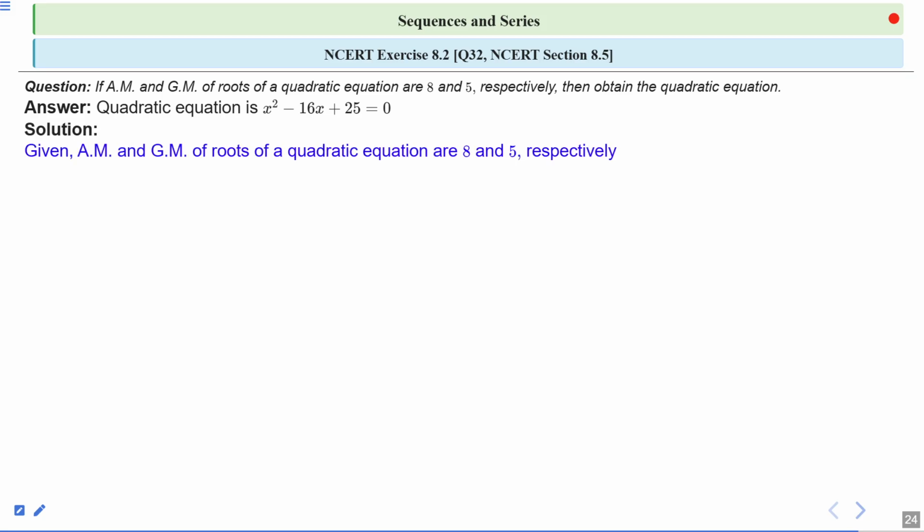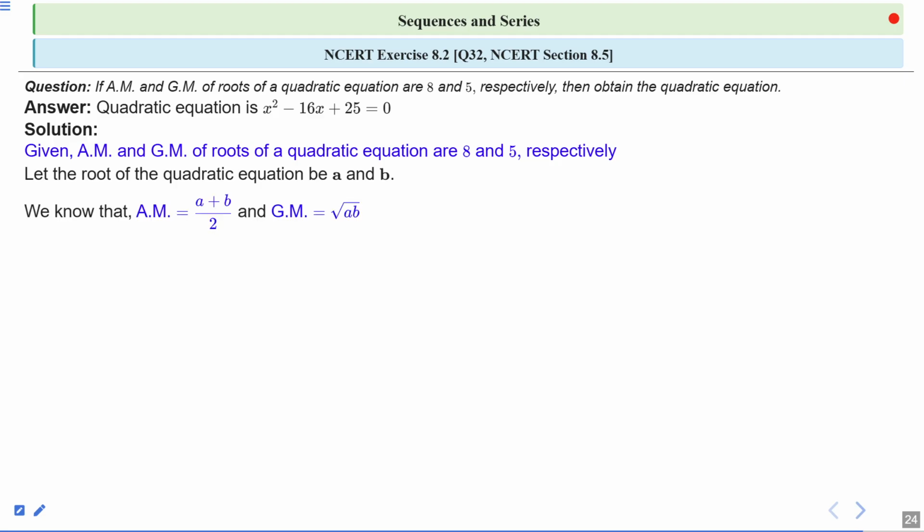So here, given the AM and GM of the roots of a quadratic equation are 8 and 5, we first let the roots of the quadratic equation be A and B. So A and B are the two roots of the quadratic equation. We know that the arithmetic mean of two numbers A and B will be (A plus B) by 2, and the geometric mean of two numbers, GM, is equal to the square root of AB.